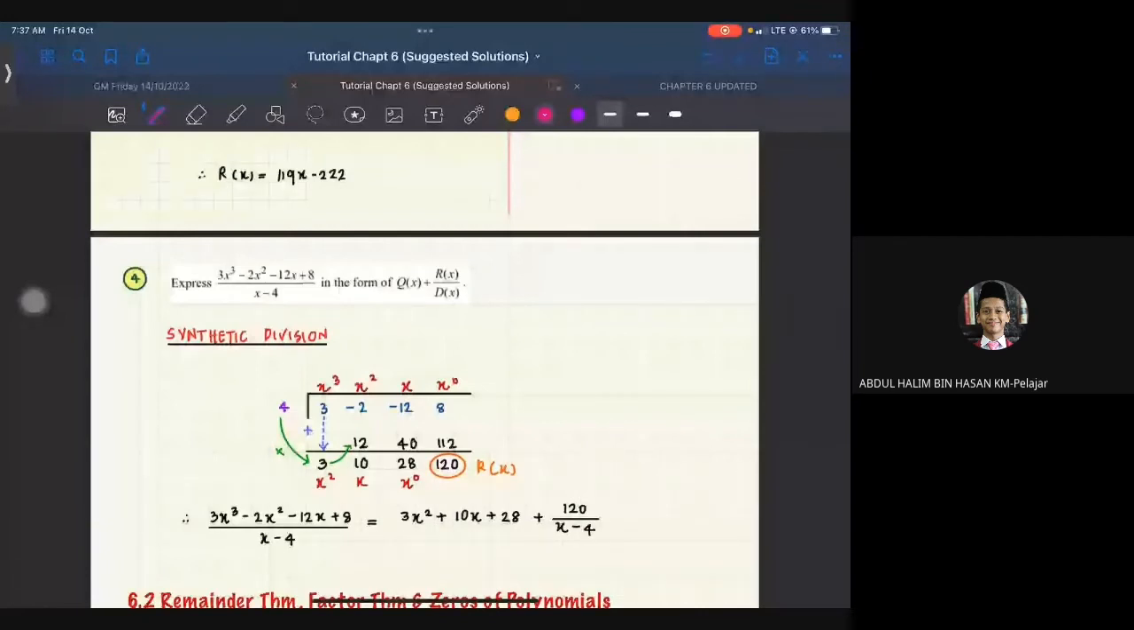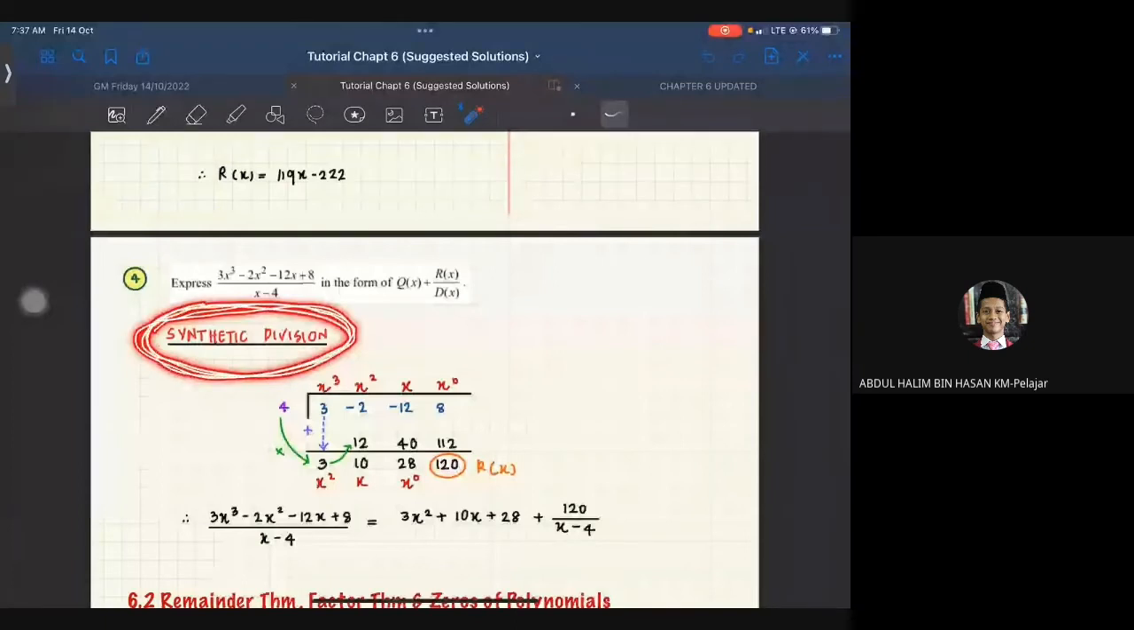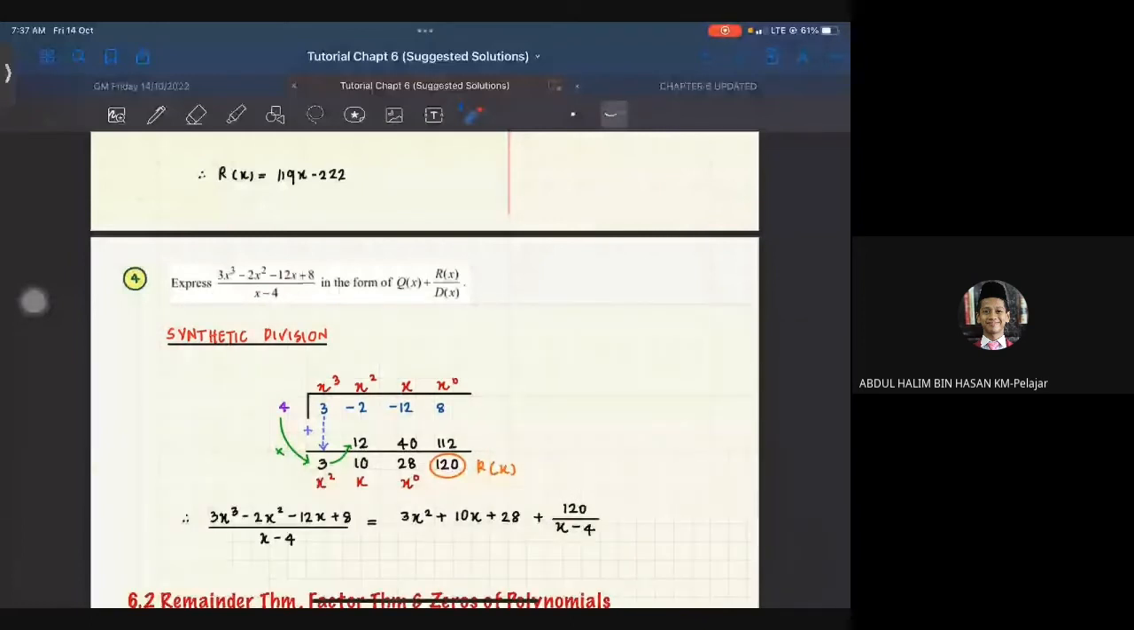Towards the end, before we finish chapter 6, remind me to teach this method. This is what we call synthetic division. They claim this method is way easier and simpler than long division. But honestly, for me, I find it more confusing, because I don't even understand what it does. So I will teach you this method later, after we have finished. Right, so let's continue.